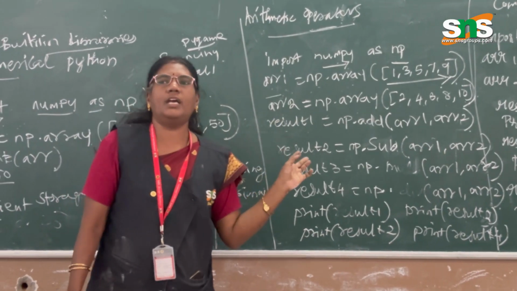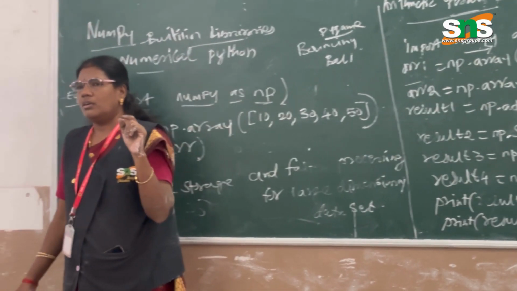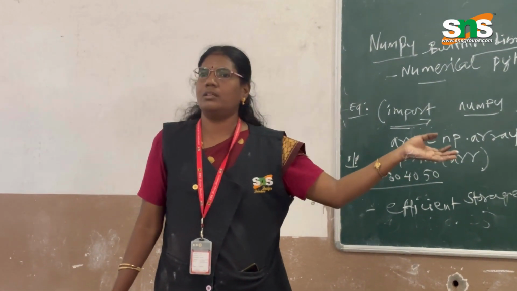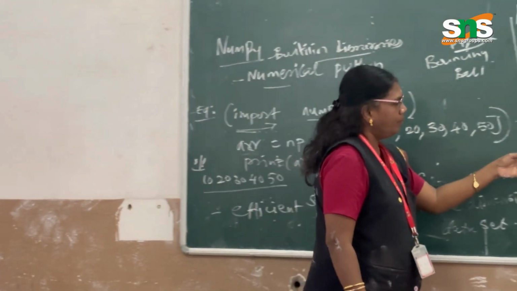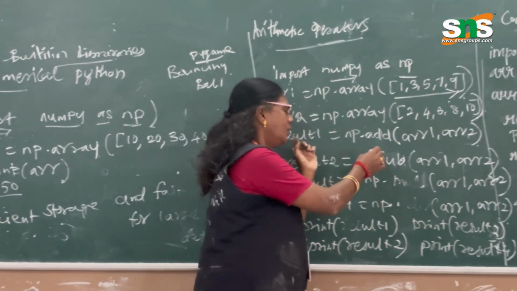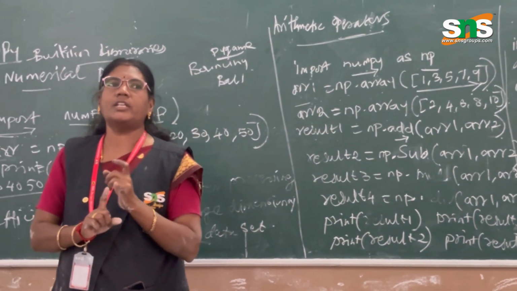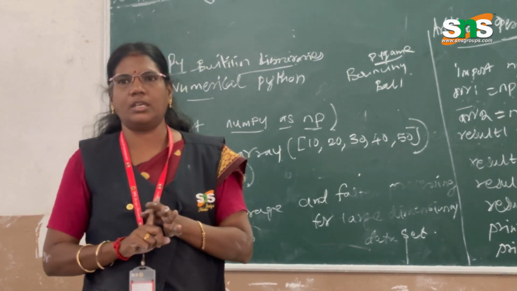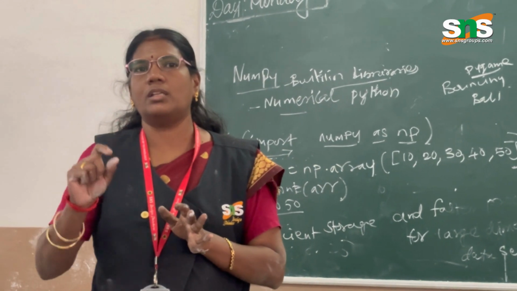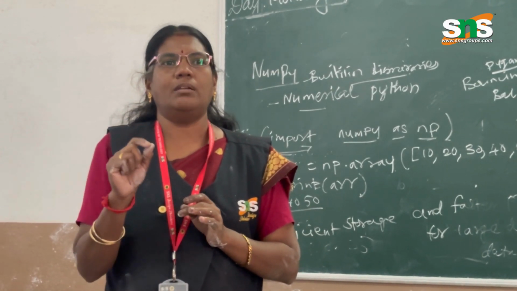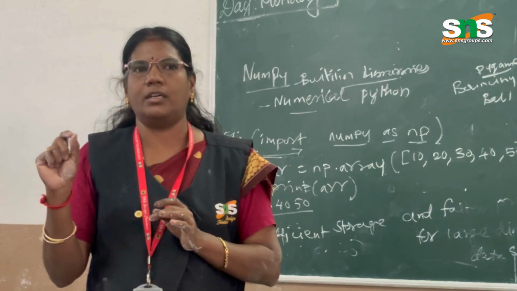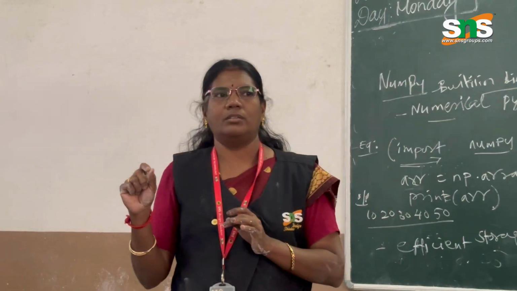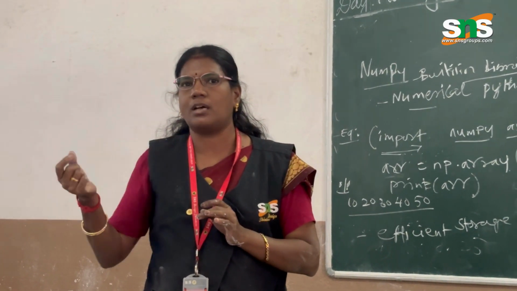By implementing arithmetic operations: addition, subtraction, multiplication, division, floor division, modulus. If it is needed, then include those operations. Result 1 is equal to, these are the built-in functions. np dot array is one of the built-in functions. Add is a built-in function. Subtract, multiplication, division, mod, floor division. These are all the built-in functions available in the NumPy built-in library: np dot add, np dot sub, np dot floor division, np dot mod, np dot div, np dot array, np dot size of.